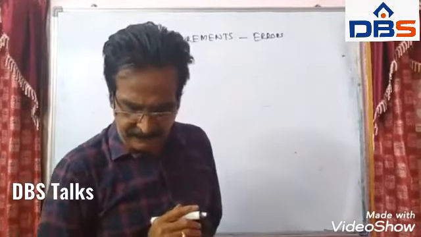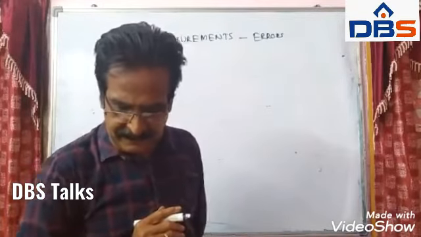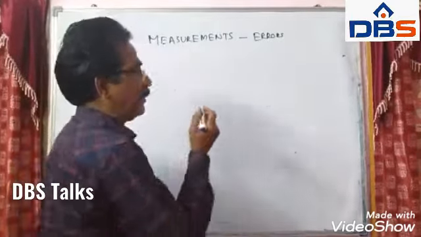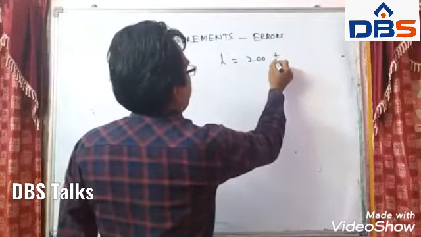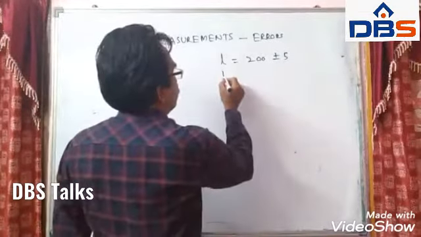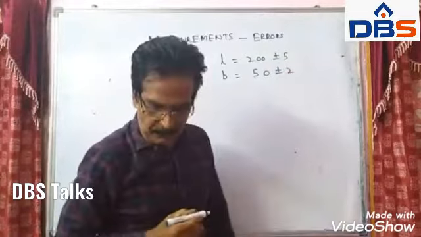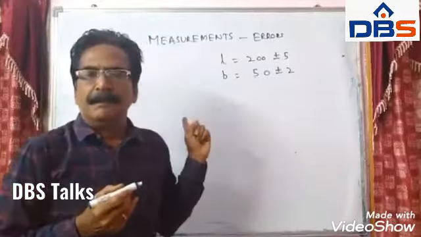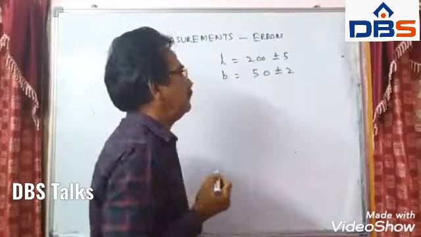Area of a rectangular field is A, that is equal to L into B, where L is equal to 200 plus or minus 5 and B is equal to 50 plus or minus 2. So find the percentage error in area.